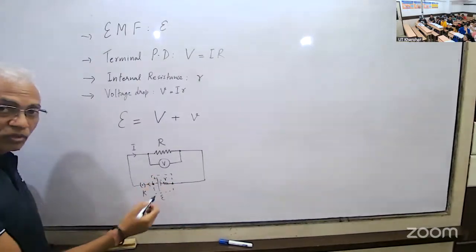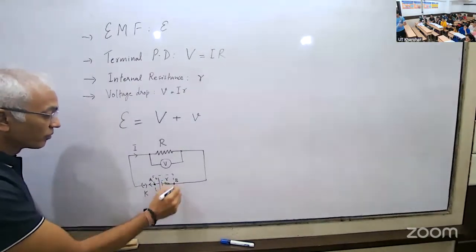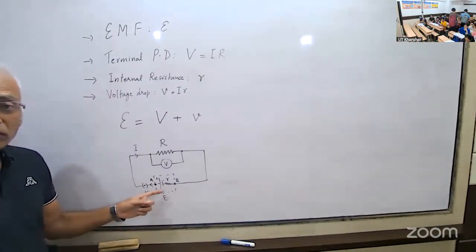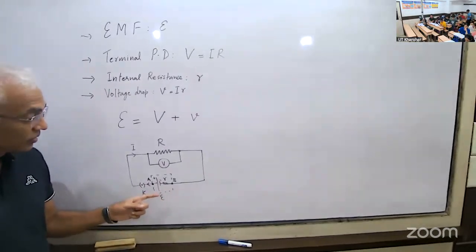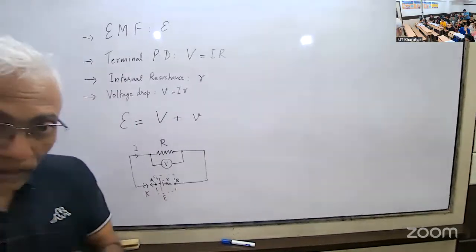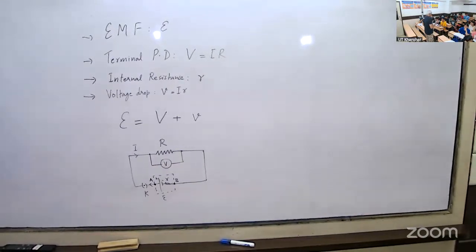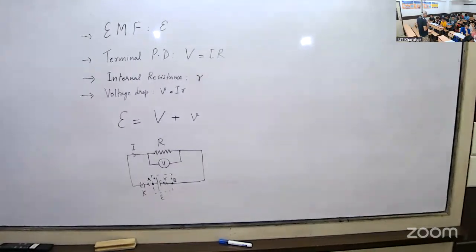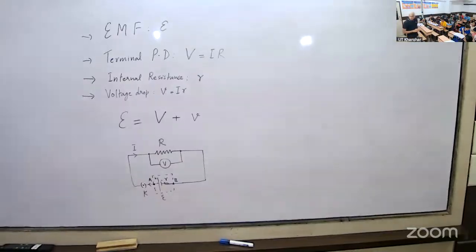What you see in the dotted box is the entire cell, where small r is the resistance of the cell. What is the medium inside the cell? Current is flowing inside the cell through the electrolyte. So the medium inside the cell is electrolyte, and small r is the resistance of the electrolyte. That's how the conducting path is completed.